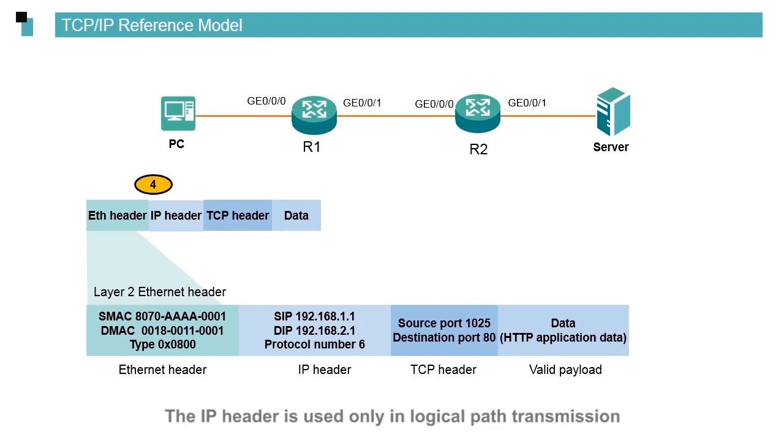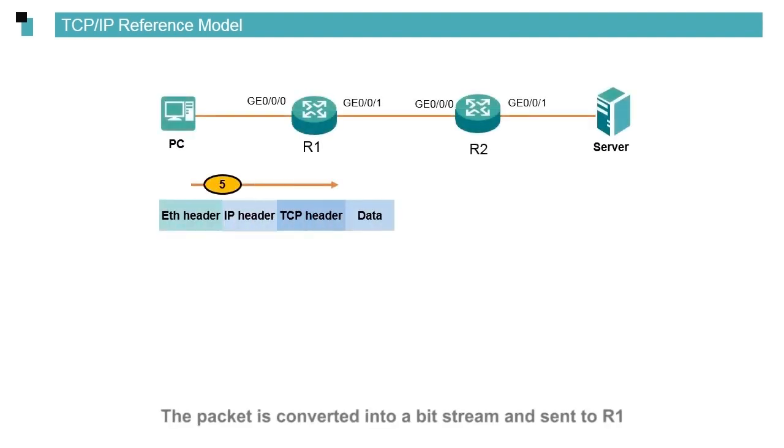The IP header is used only in logical path transmission, and the MAC address is responsible for physical addressing. The MAC addresses are used only on the Ethernet network. The source MAC address is set to the NIC's MAC address on the PC, and the destination MAC address is set to the gateway's MAC address. The packet is converted into a bit stream and sent to R1.